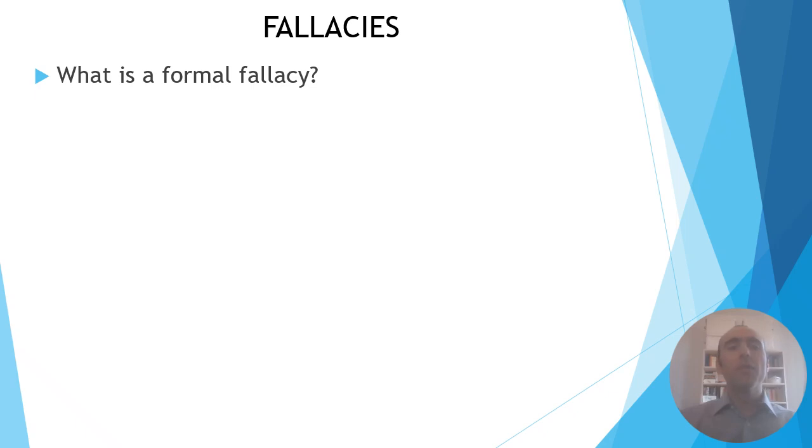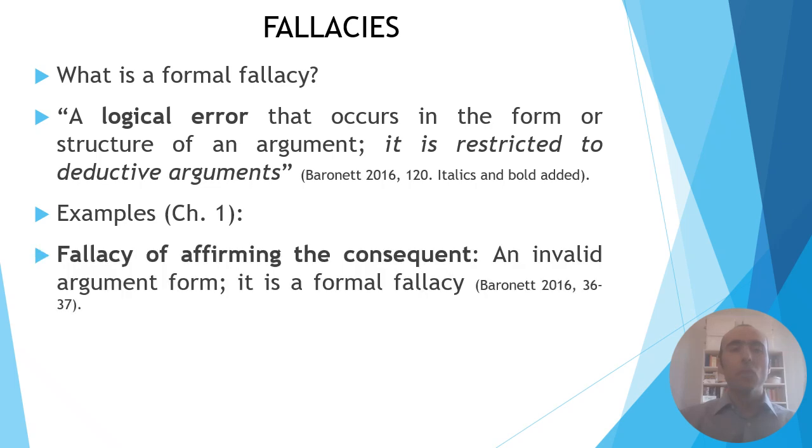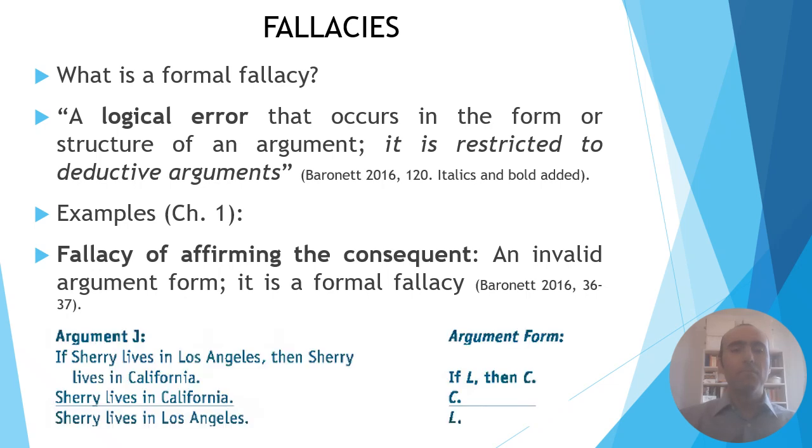First, what is a formal fallacy? It is a logical error that occurs in the form or structure of an argument. It is restricted to deductive arguments. In the first chapter, we learned several examples of formal fallacies. We learned the fallacy of affirming the consequent. It is an invalid argument form, and the following example shows the fallacy of affirming the consequent.